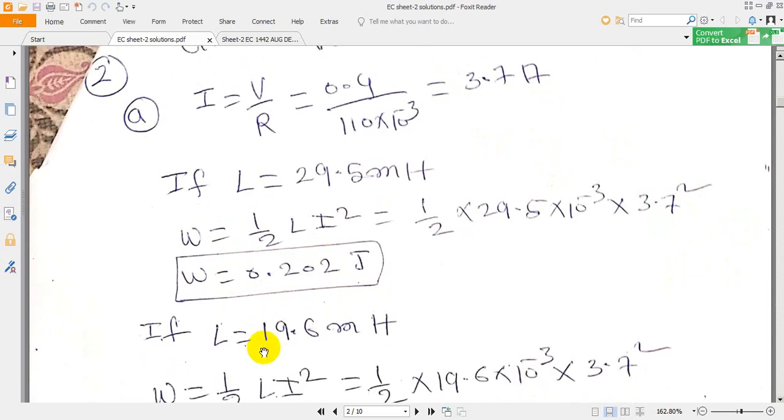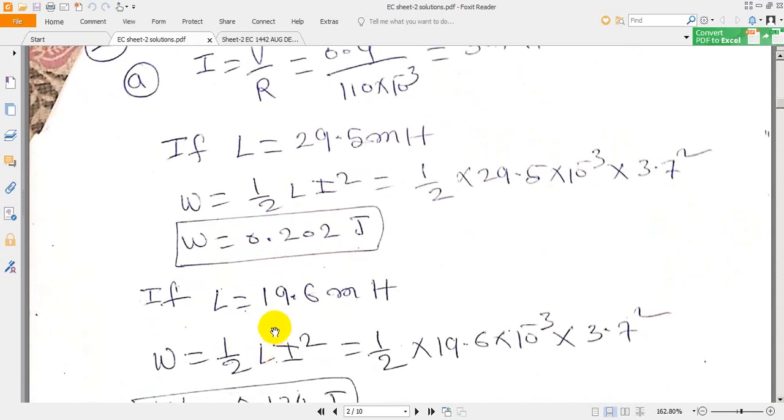Now change the distance. We are changing the distance to 1.8 mm. The x value has been changed and the inductance at this point, 1.8 mm, is 19.6 millihenries. The distance is maintained same. When the distance is maintained same, the inductance value for this experimental setup is same.